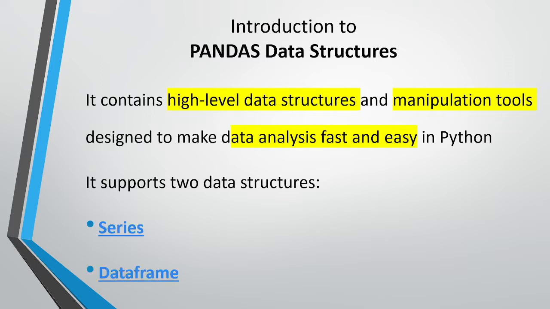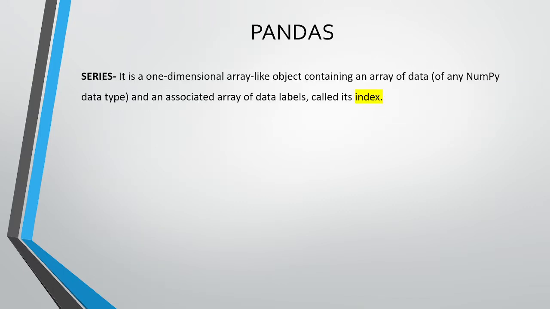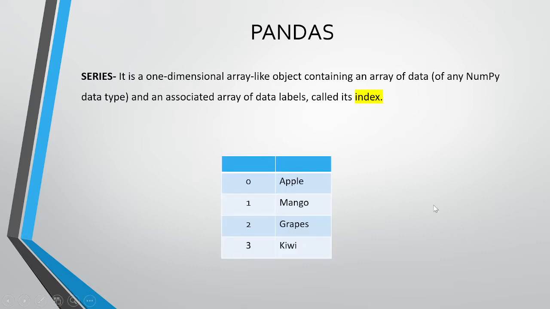In this video, let's talk about series. A Pandas series is like a column in a table. It is a one-dimensional array holding data of any type. So these are the values and these are the index. If nothing else is specified, the values are labeled with their index number. The first value has index 0, the second has index 1, and so on.